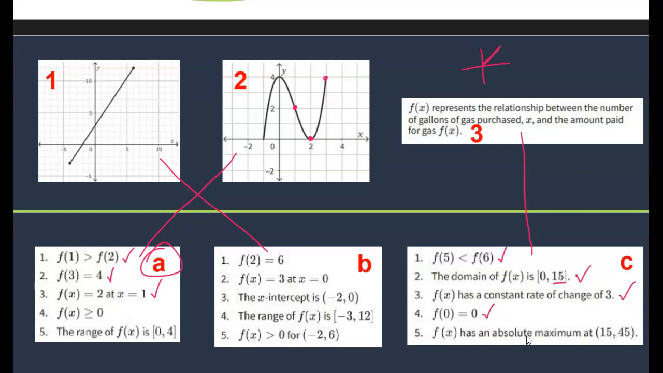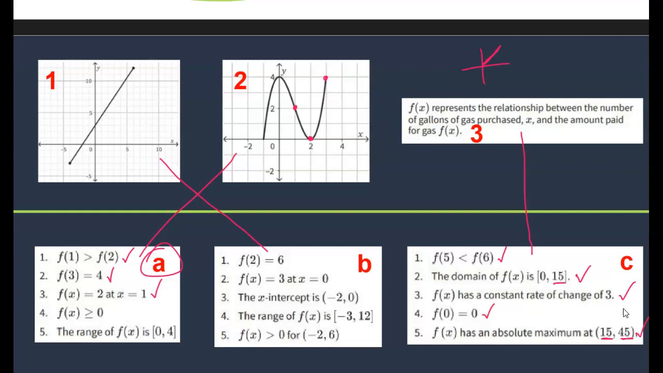We could. F of x has an absolute maximum at 15, 45. Well, that makes sense. We said our upper bound of our domain is 15, right? So that checks out. And then 45, well, that's going to be 15 times 3. We said this was the rate of change. So yeah, that sounds right. If we put 15 gallons of gas in the car, we pay $45, and that would be the max we could possibly pay. So these all match like that. That one checks out. We are good.